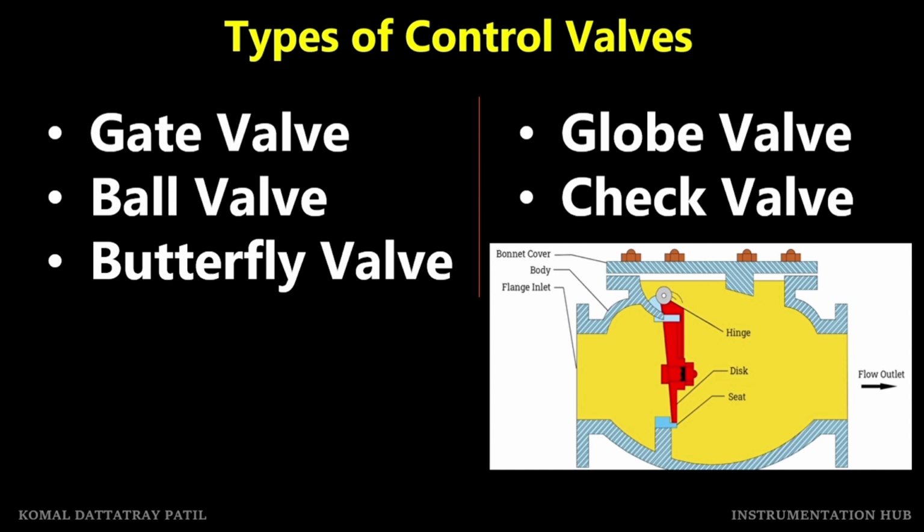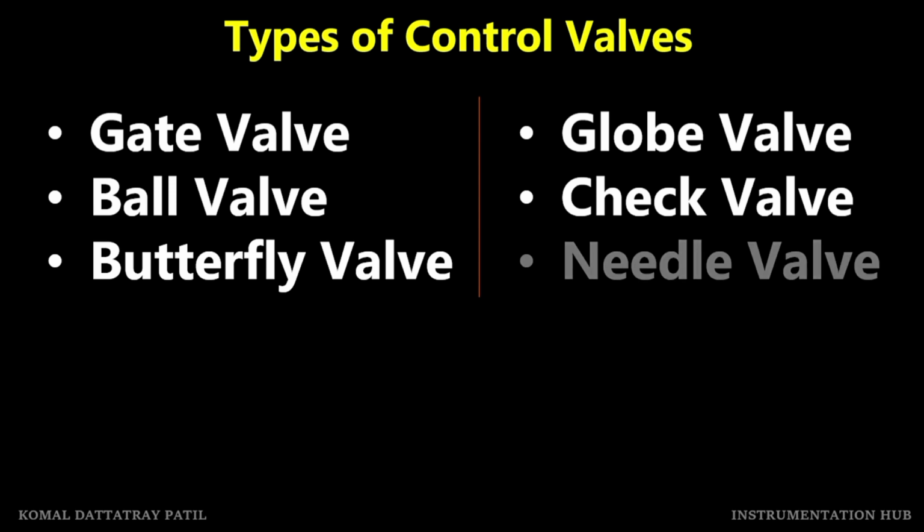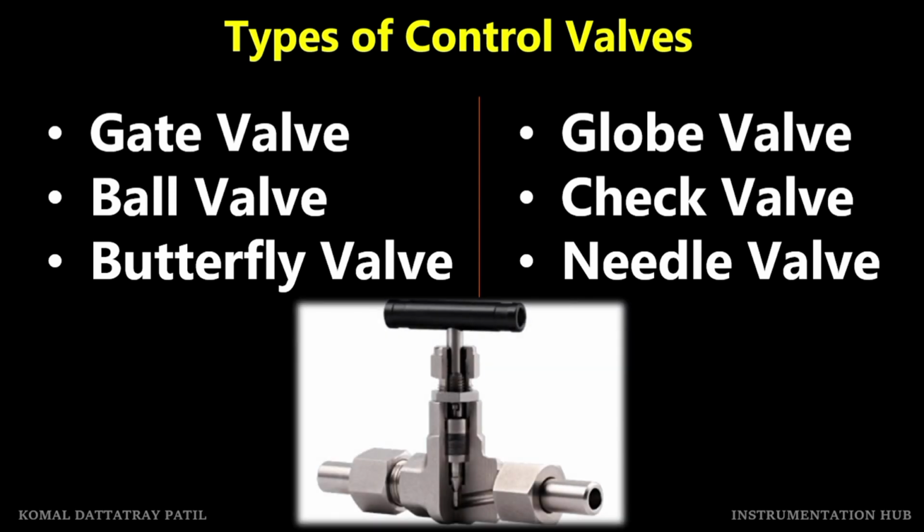Last but not the least, the next type is the needle valve. Needle valves have a slender, pointed stem like a needle, which is screwed into a conical seat. By rotating the stem, flow can be adjusted to the required set point. Needle valves are used for precise flow control in applications where a gradual and controlled flow rate is needed.